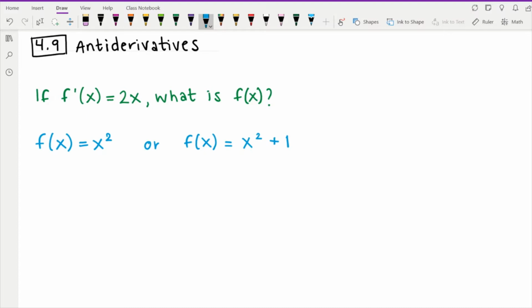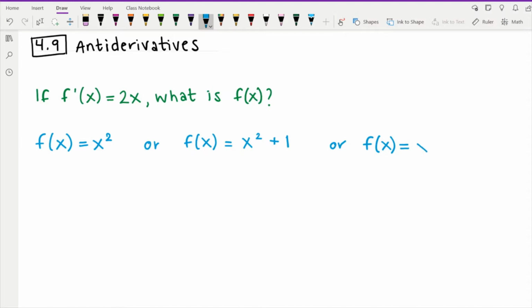So why would that also work as an option? Well, when you take the derivative, if you remember from Calculus 1, when you take the derivative of a constant, so this plus 1 part, its derivative is just 0. And so the derivative of x squared plus 1 would still be 2x.